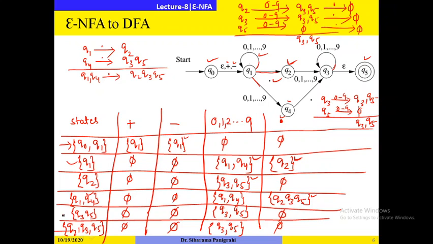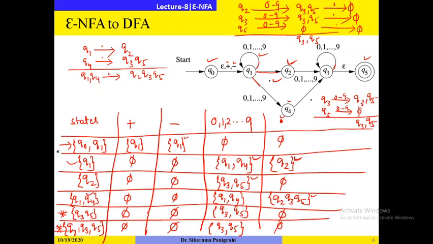So here Q2, Q3, Q5 is a final state, I have marked with star. Right? So I hope all of you have understood how to convert an epsilon NFA to a DFA. It's simple. It's similar to how to convert an NFA to DFA. But here, while computing the states, you have to look at the epsilon closure.